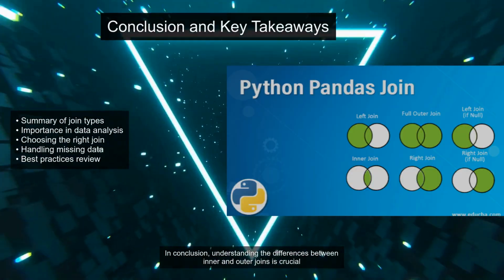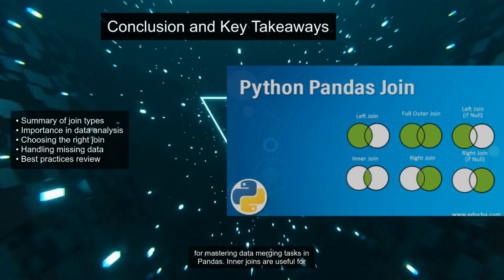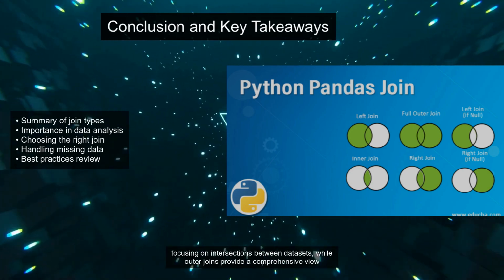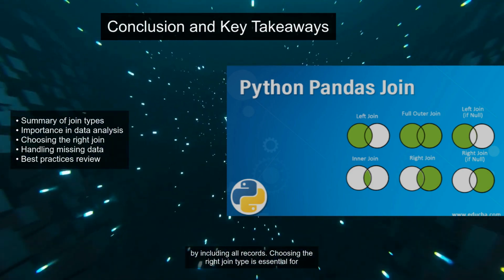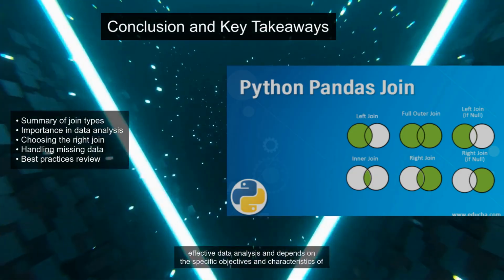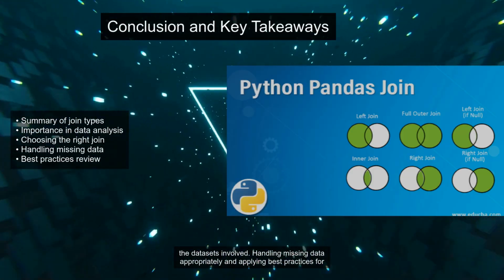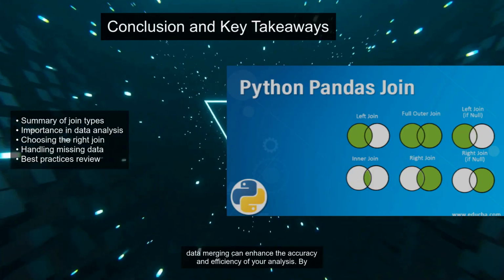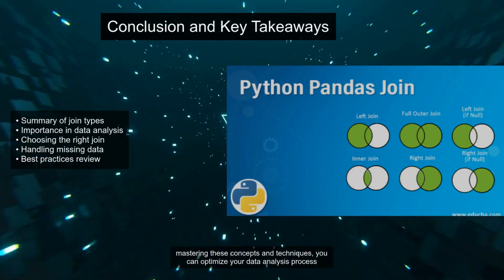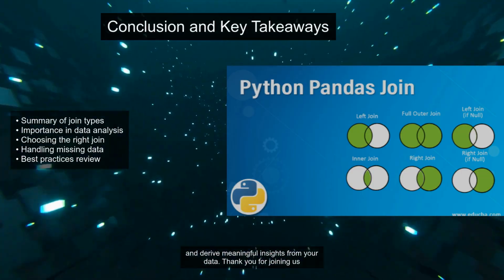In conclusion, understanding the differences between inner and outer joins is crucial for mastering data merging tasks in Pandas. Inner joins are useful for focusing on intersections between datasets, while outer joins provide a comprehensive view by including all records. Choosing the right join type is essential for effective data analysis and depends on the specific objectives and characteristics of the datasets involved. Handling missing data appropriately and applying best practices for data merging can enhance the accuracy and efficiency of your analysis. By mastering these concepts and techniques, you can optimize your data analysis process and derive meaningful insights from your data.